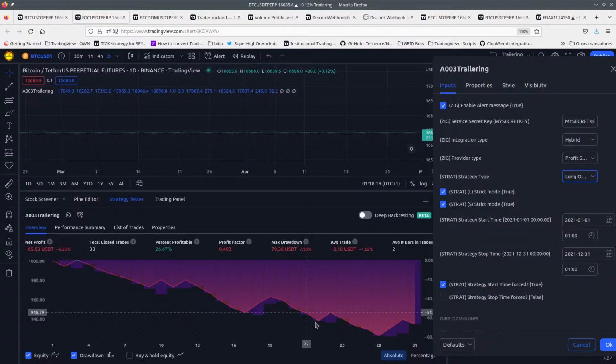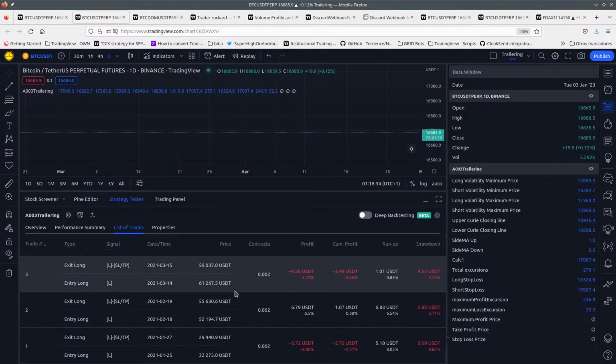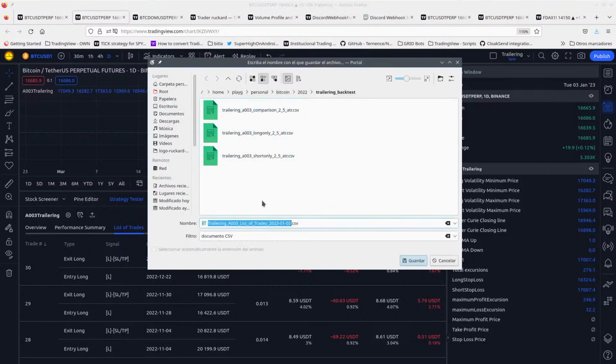So this is only 30 trades, so I want to check whatever happens here, because I think this could be interesting to understand, to use this. So long only, so list of trades, let's take everything here. Let's export this as trailering long only 10 daily.